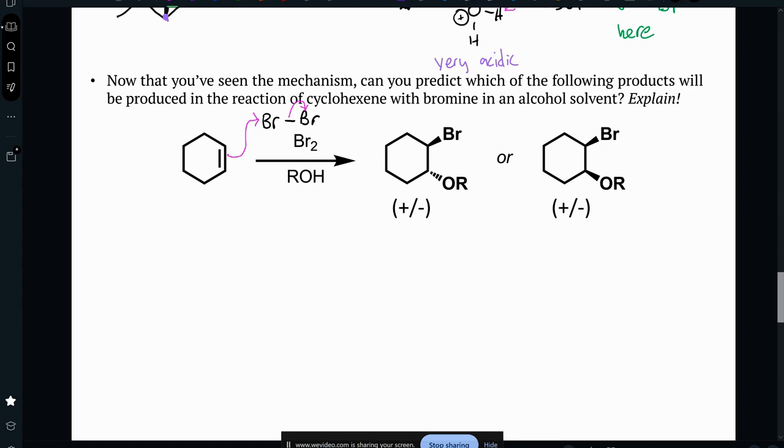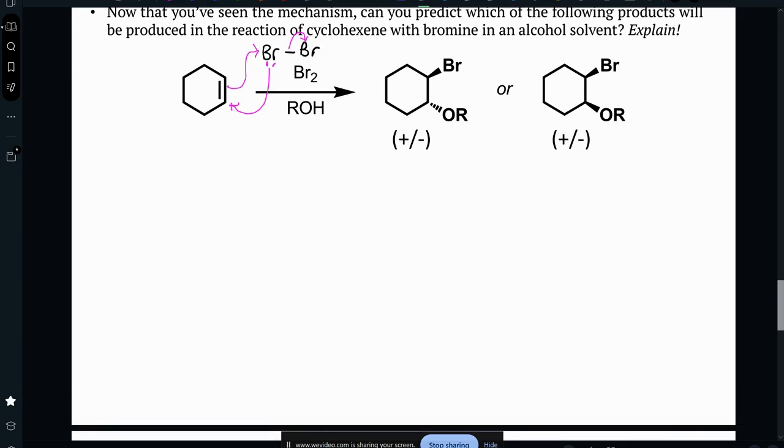All right, hopefully you've drawn your mechanism. And like I said, you want to practice these steps, even though you've seen them before, practice them until they become sort of part of your muscle memory. So your first step is going to be to form the bromonium ion. That would look something like this. Now that's going to react with whatever nucleophile it sees first.